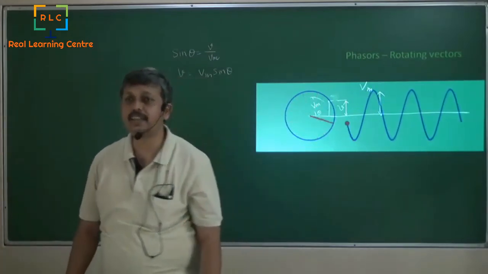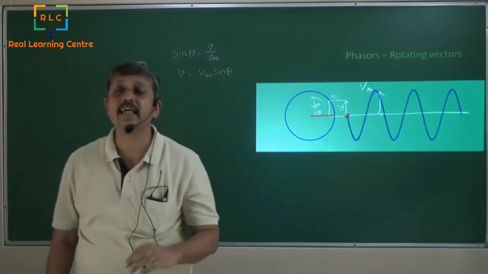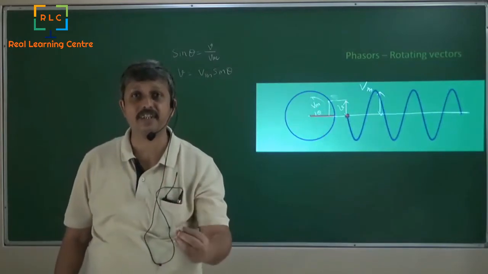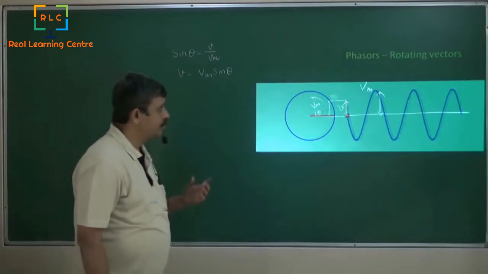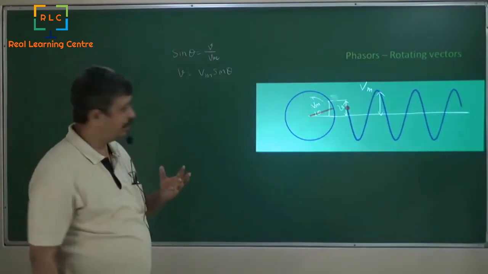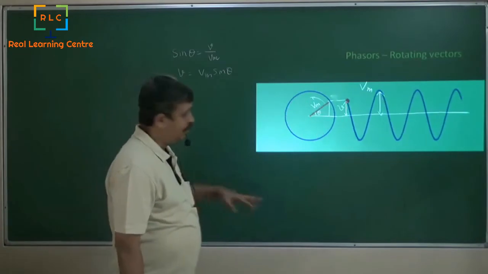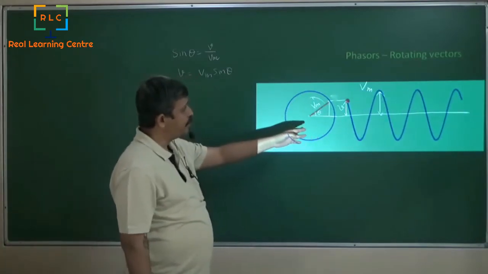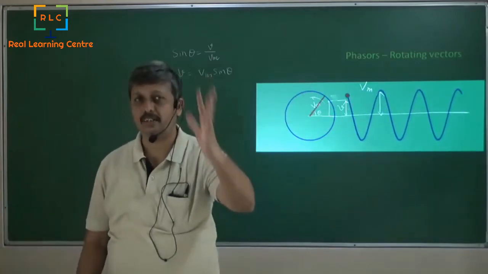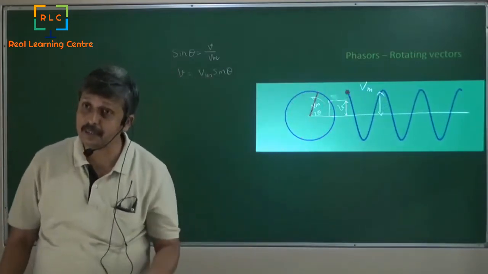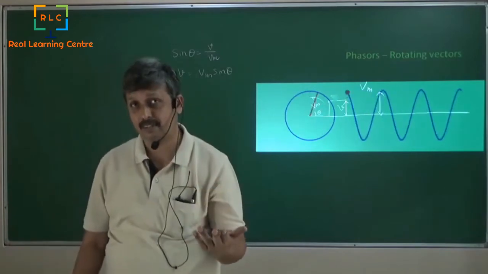So we can say that it is a phasor. Phasor means rotating vector. It's not a vector as such, so it's a new way of looking at it. It's called a rotating vector. So we will say that voltage is represented by one phasor. Similarly, current can be represented by another phasor.